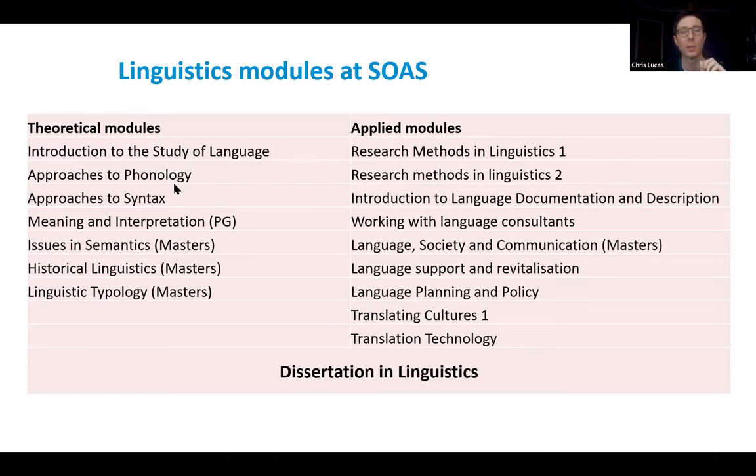Yep, so the theoretical modules cover all of the major areas of structural linguistics: the study of sound, the study of meaning, the study of how words are built, the study of how words combine, plus historical linguistics and looking at a global view of the world's languages, that's linguistic typology. And then on the applied side, we have modules about documenting languages, modules about sociolinguistics, supporting languages, planning languages, and some translation modules are also open to students doing MA linguistics rather than MA translation, because obviously there's a lot of crossover there. And finally, of course, everyone does a dissertation in linguistics, which you submit about 11 months after you start your program, if you do it full time in 1 year.